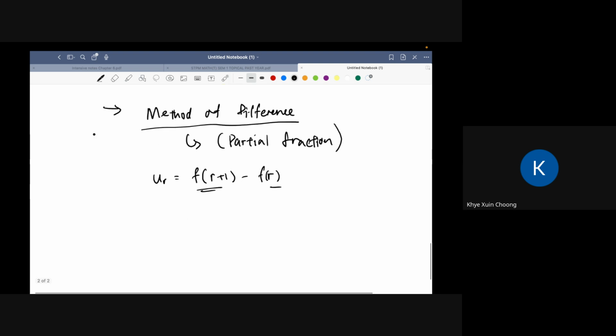Normally the question will ask you to use method of difference to find U_r first, then to find the sum. Method of difference is for you to find the sum. So you can find the sum to the nth term, right? Then after you find the sum of the nth term, it might ask you to find the sum to infinity. So how to find the sum to infinity? You use the formula: sum to infinity equals the limit as n goes to infinity of S_n. So you take the limit of your sum to n terms as n goes to infinity, and you will get the sum to infinity.